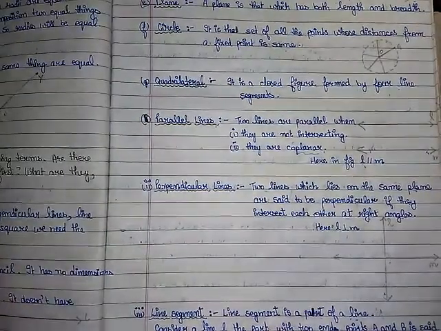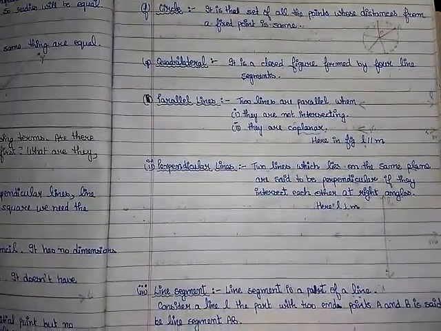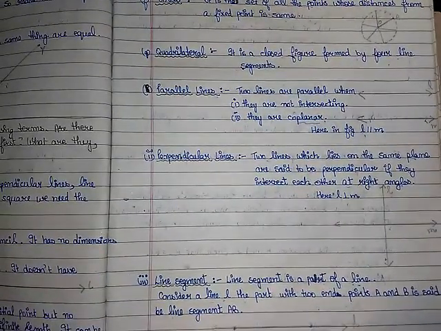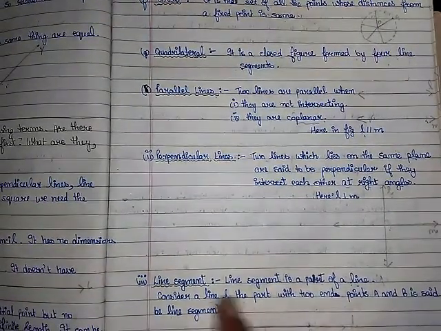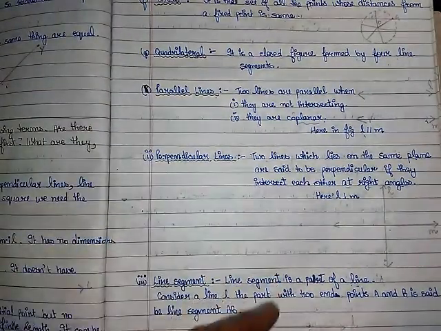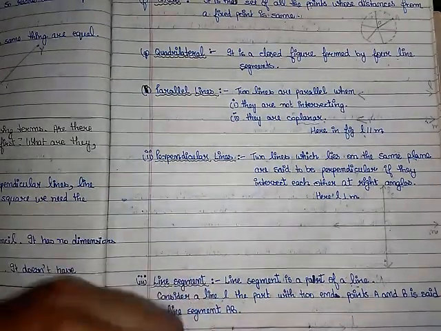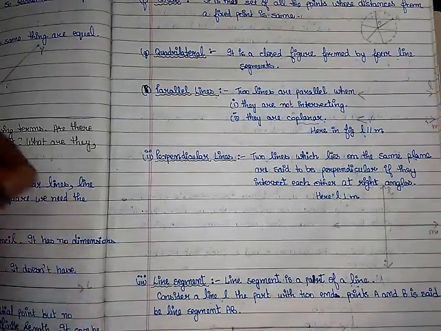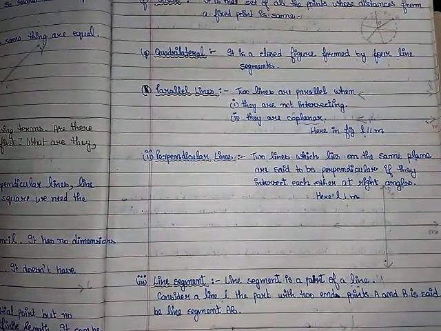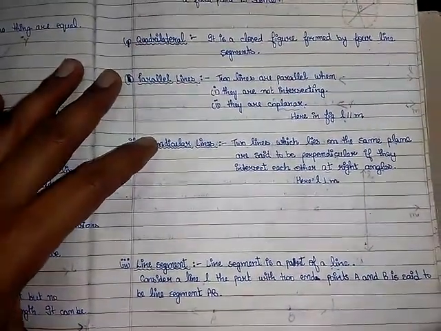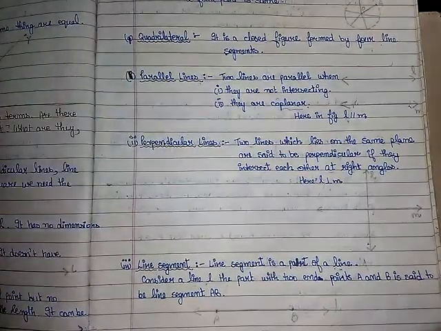Clear? So after that, the next definition, line segment. The line segment is a part of a line. I explained to you earlier the difference between ray, line, and line segment. From there, you can make the definition of the line segment. So, what is a line segment? This is a part of the line, right? Consider a line L. The part with two endpoints A and B is said to be a line segment.